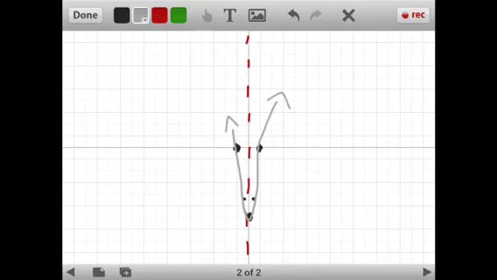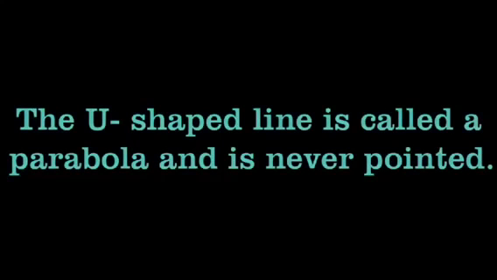If you are following along, this should be your final result. The U-shaped line is called a parabola and is never pointed at its vertex. Its vertex can be its highest or its lowest point.